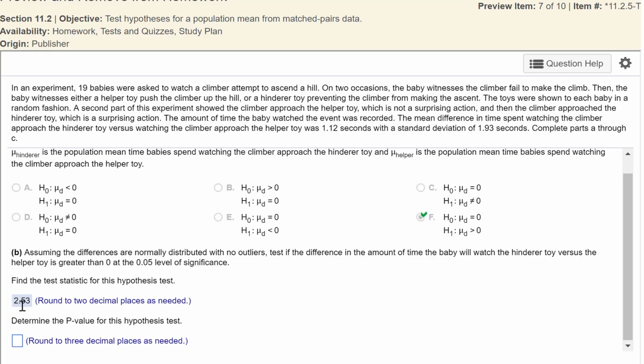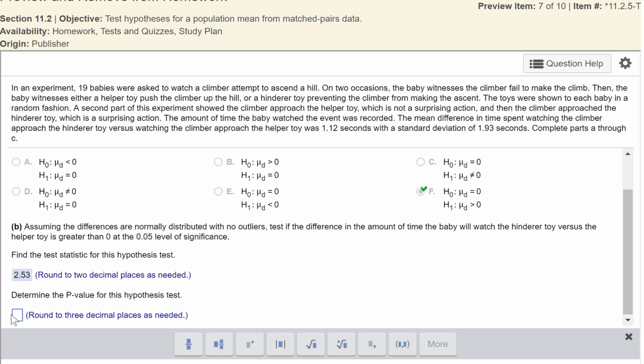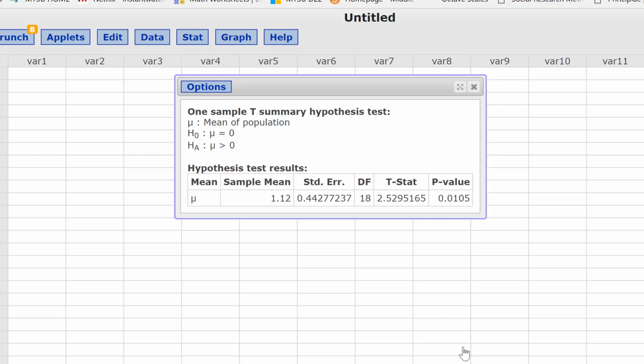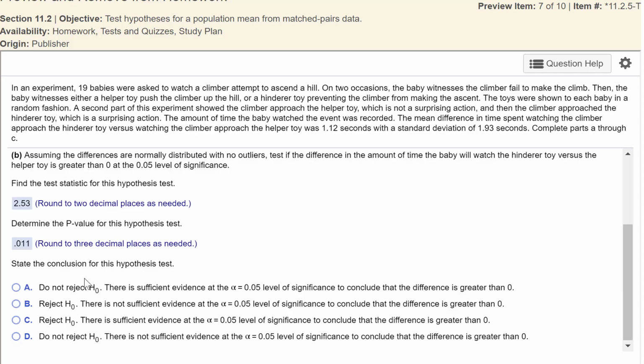So our test statistic was 2.53, our p-value to 3 decimal places, 0.011. Again, if you put 0.0105, I'll give you credit for that. Just let me know. Okay, state the conclusion.